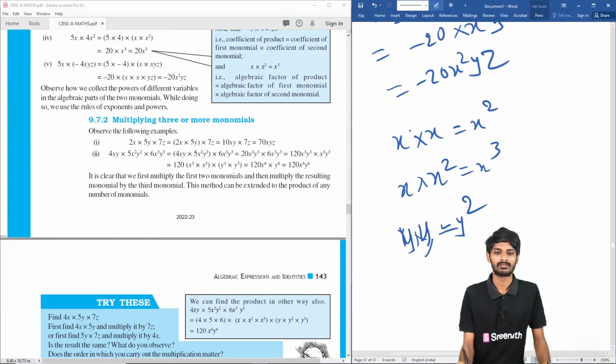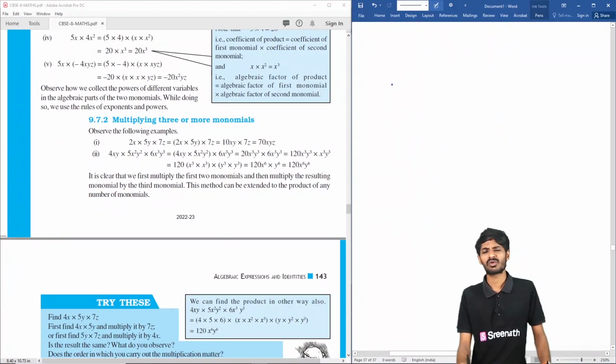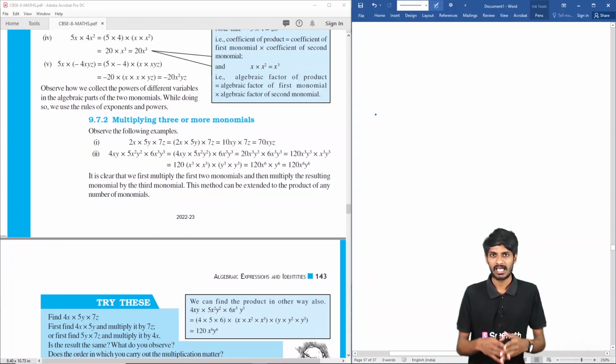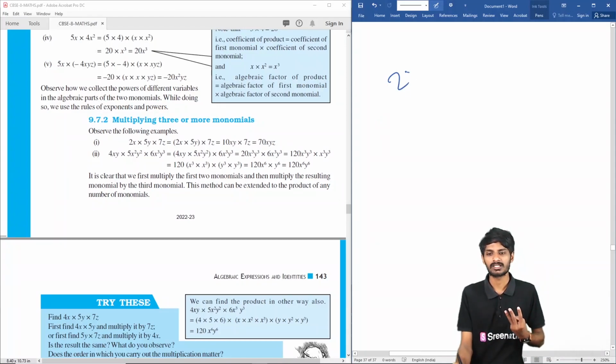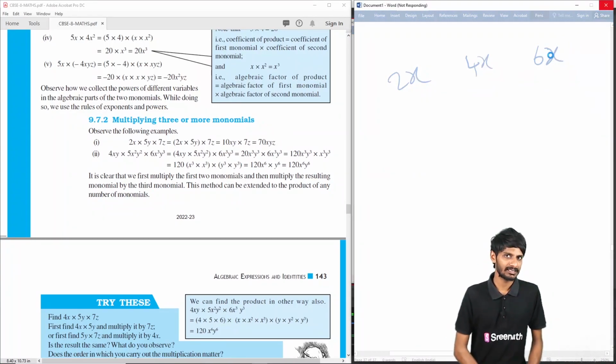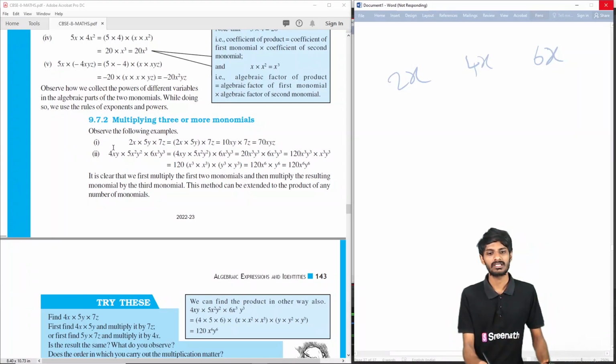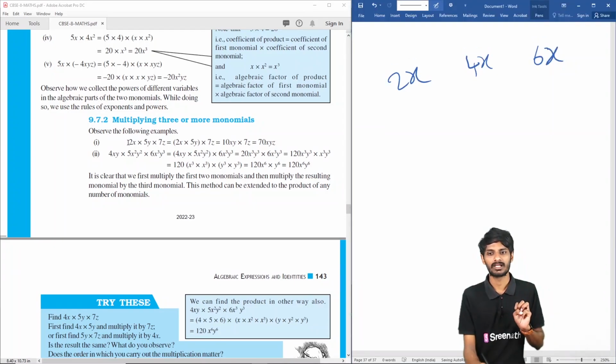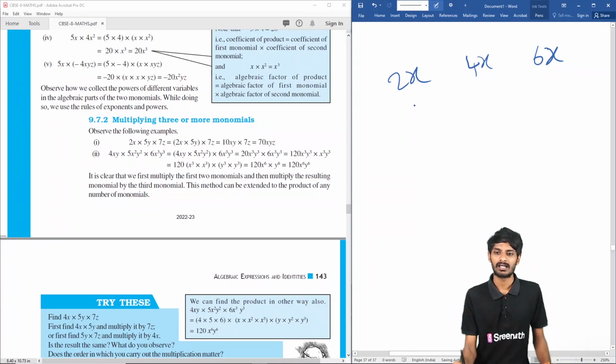Now, if there are only two monomials, we have discussed how to multiply them. Suppose there are three monomials, like 2x, 4x, and 6x square. In this case, how do we multiply them? Or if you see here, there is a 2x and a 5y and a 7z. There are three monomials. How to multiply them? So there are two methods for it. I will help you do the first one.